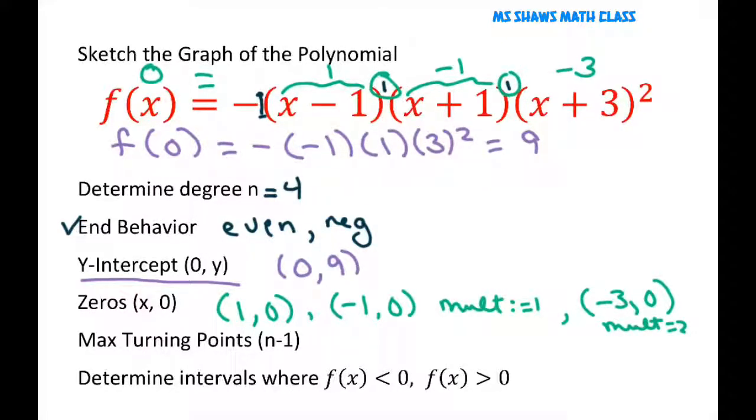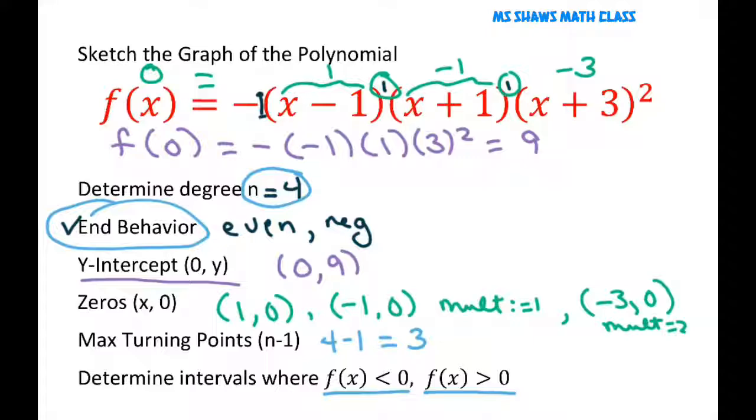Now our turning points: you take your n, which is 4, and subtract 1. So that equals 3. So we have at most 3 turning points. And our intervals where f of x is negative and where f of x is positive, we're going to do after we graph. So let's go back to end behavior and talk about that.